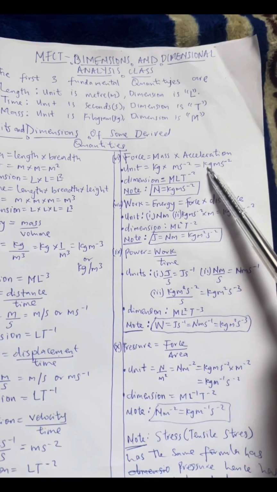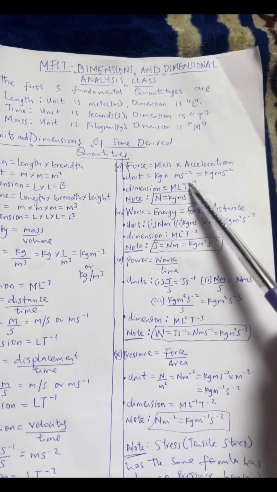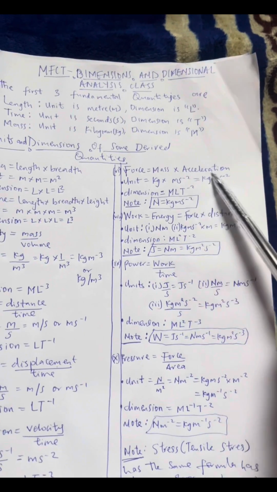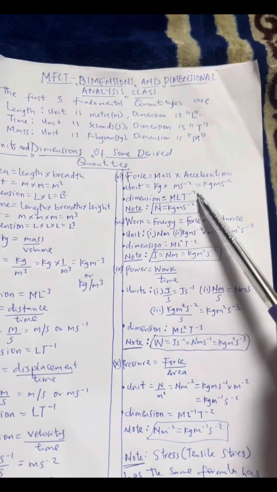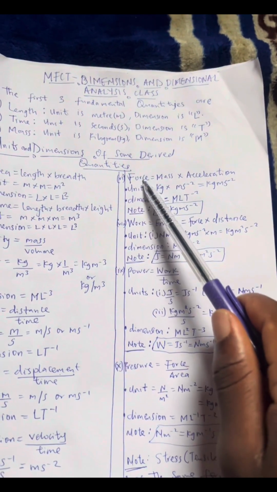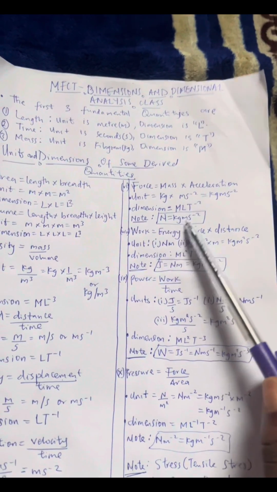So if the unit is kilogram meter per second square, therefore the dimension would be M L T raised to the power minus 2, because the dimension for mass is M, the dimension for acceleration is L T raised to the power minus 2. And the next thing you have to notice is that the SI unit for force can be Newton, so therefore Newton equals what? Kilogram meter per second square.